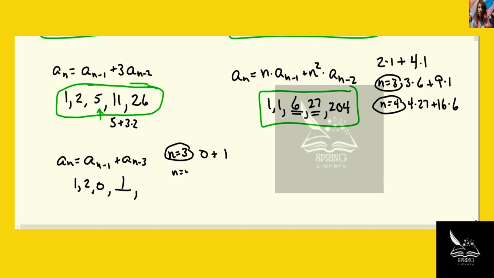And now if n is 4, I go 1 position back, which is 1, plus 3 positions back, which is 2. 1 plus 2 is 3. So that is the first 5 terms of all 5 sequences in this problem.